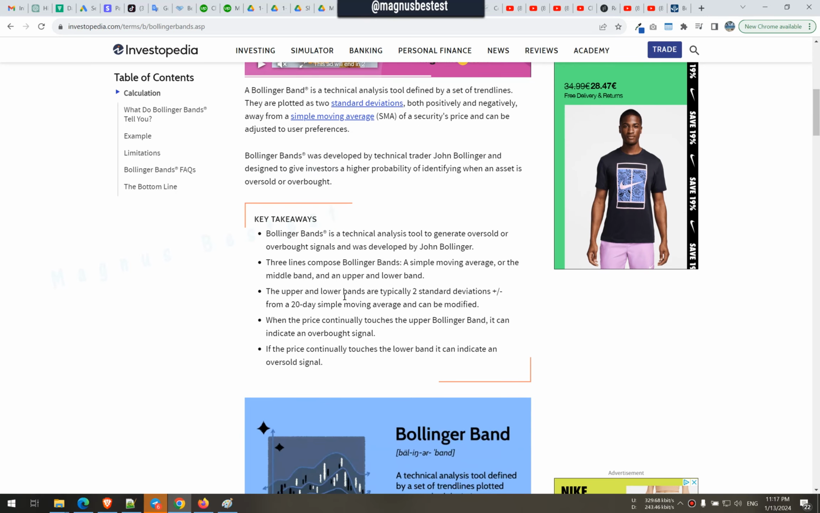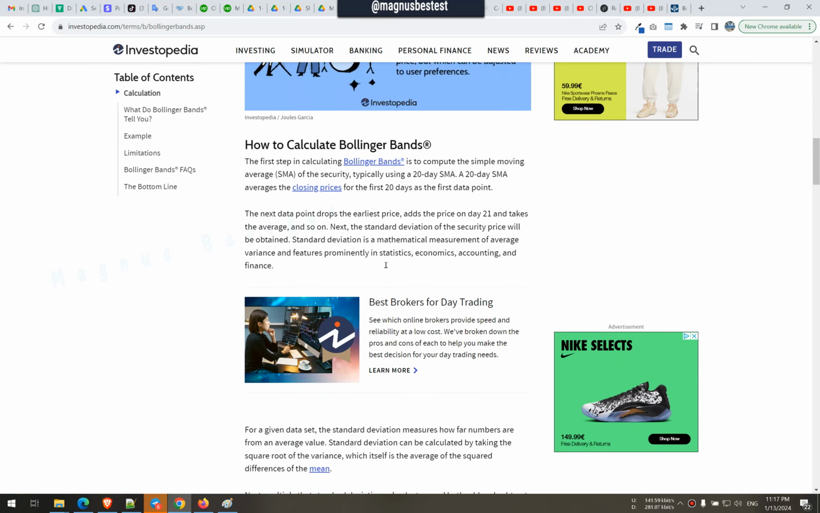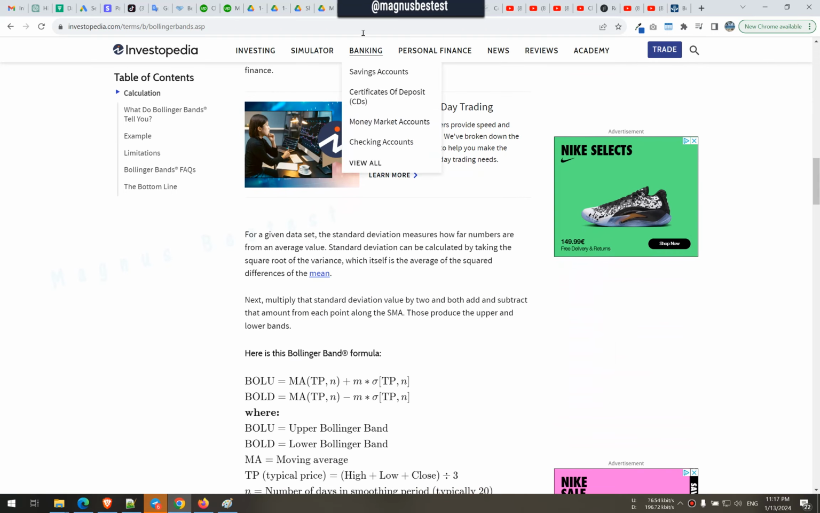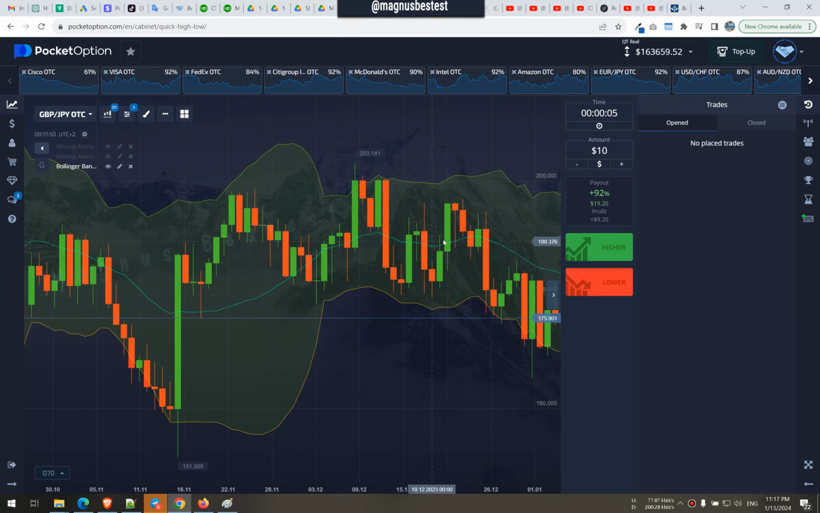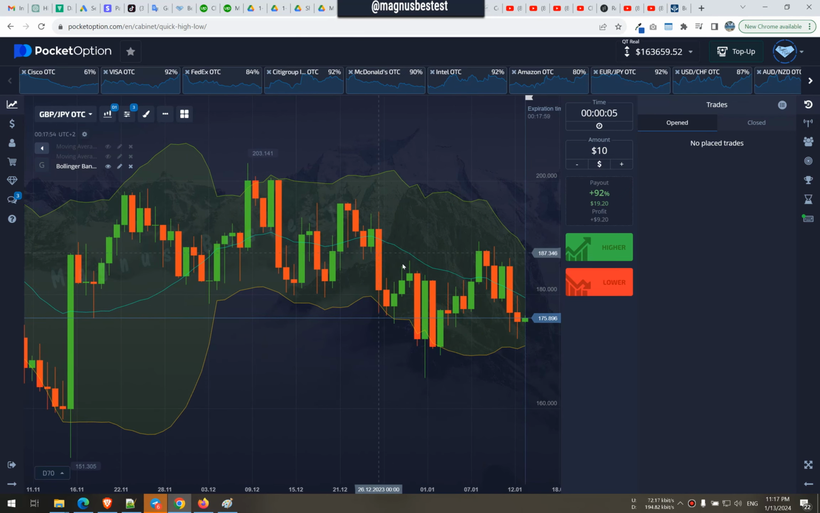Again, it uses those 2 standard deviations, but what does it mean? Let me go quickly and show you, there's actually a formula. So it's not just adding, because, I will just make it clear, this is the 20 moving average, this line in the middle.